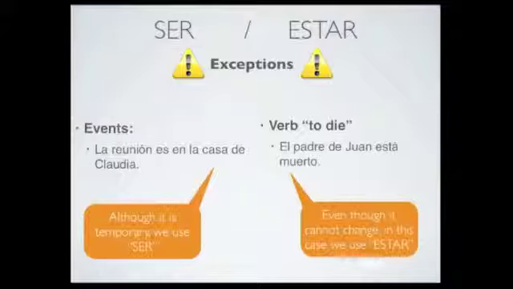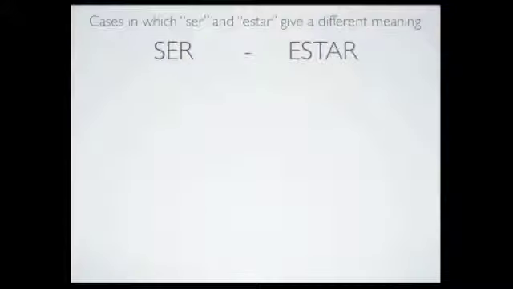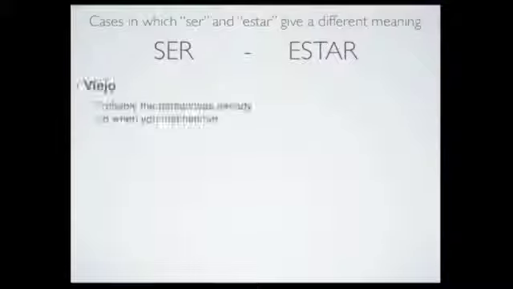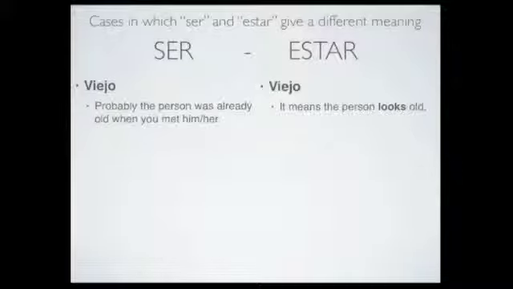Now we're going to see some words that can go with ser or estar, but the meaning is a bit different. Let's see some examples. Viejo, it means old, and we use ser viejo. Alguien es viejo, it means that probably the person was already old when we first met him or met her, right? Your grandfather, your grandmother, ellos son viejos. But if we say that somebody está viejo, it means that probably that person looks old, right?